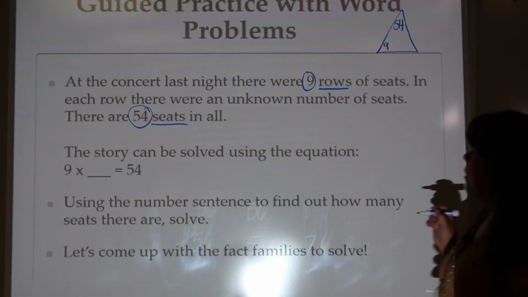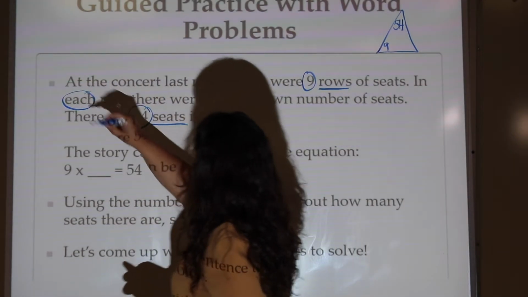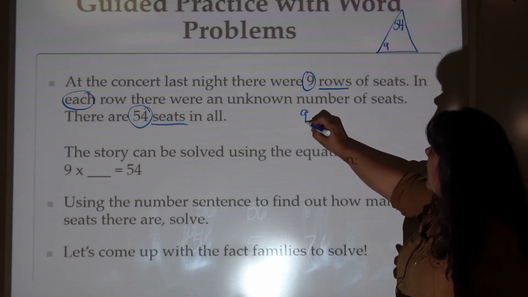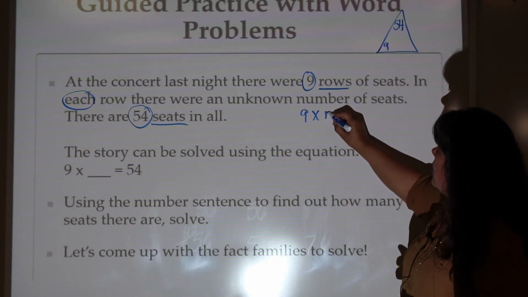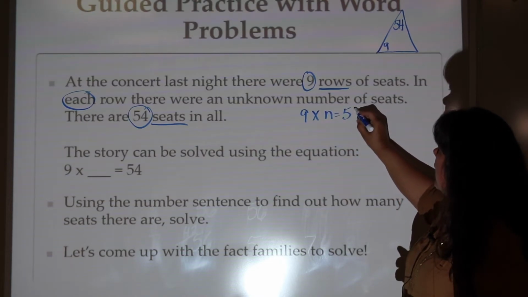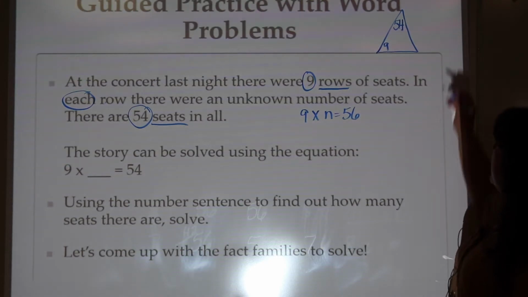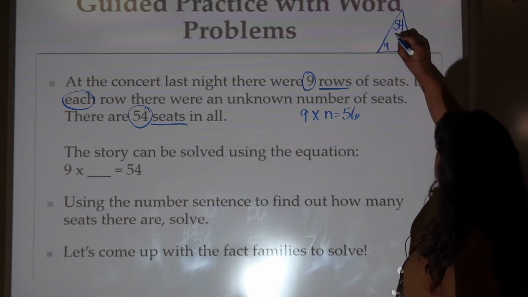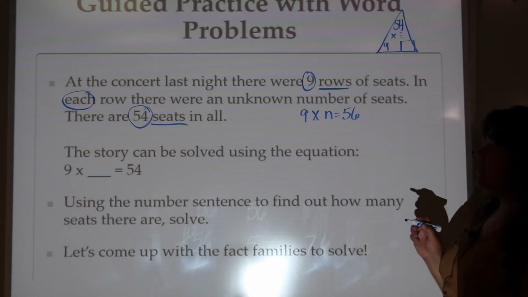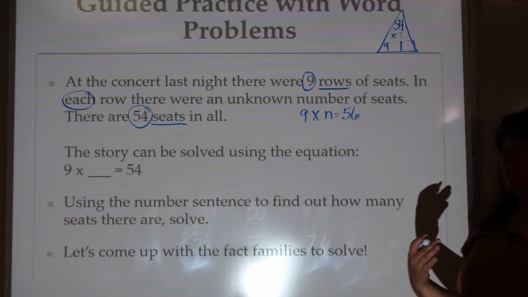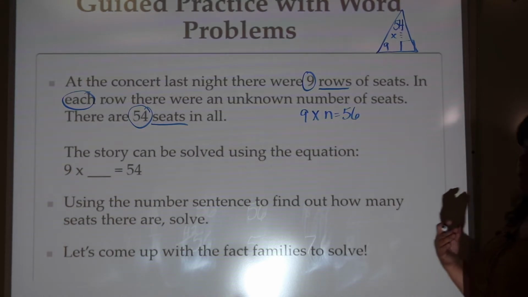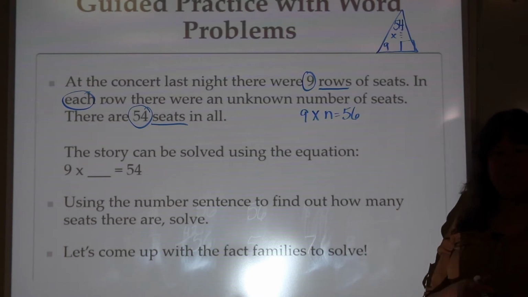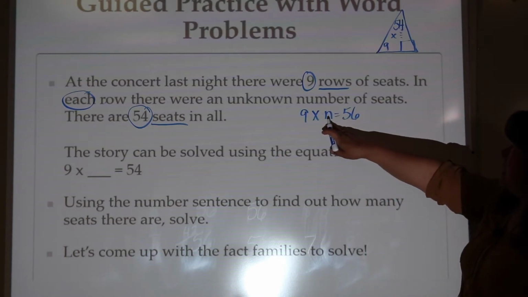And in each row, I've got this word each row, there was an unknown. So I've got 9 times an unknown number equals 54. That's what I have. Okay, so I don't know what this is. So I'm going to put a little box in here to help me remember that I've got to try and figure out what that would become. And this is where we would be learning our multiplication facts and trying to figure that out. But if I don't know what that is, I can draw and I can make pictures, I can skip count. I can do any of those strategies that you've learned so far in the other weeks to help me come up with this answer.